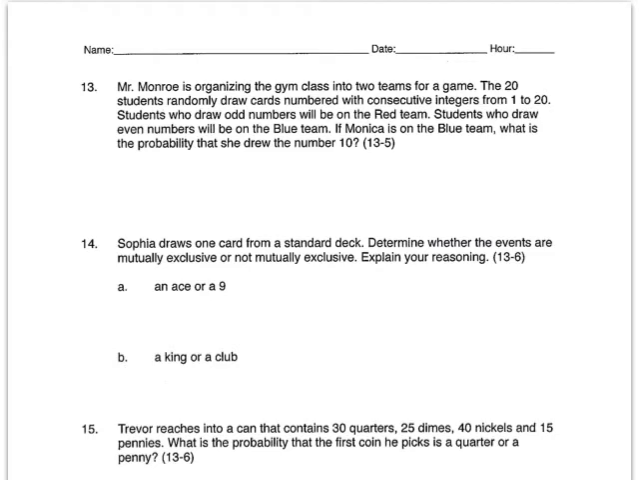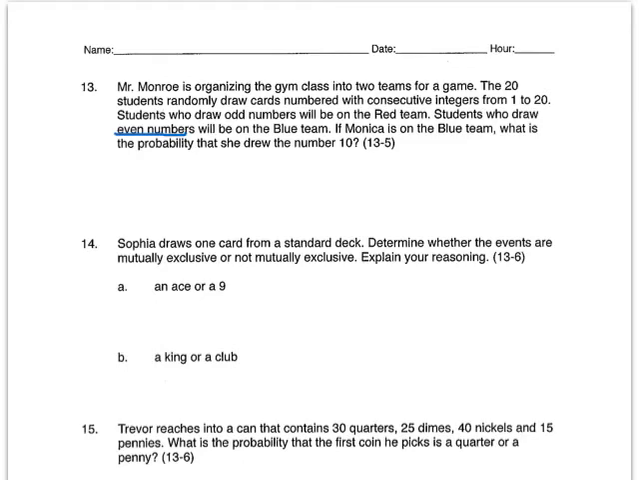Okay, Mr. Monroe is organizing the gym class into 2 teams. 20 students draw cards with integers from 1 to 20. Odd numbers are on the red team, even numbers are on the blue team. Monica is on the blue team, so that tells us right away that she must have drawn an even number. And now I want to know the probability that she drew a number 10. So this is a conditional probability. I wouldn't get too caught up in the mathematics or the formula here. I want you to reason this out.